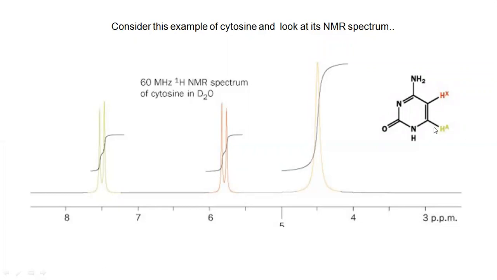Next point is HA coupled with its neighboring proton. Its neighbors are, on this top, HX, and here there is an NH. But this NH undergoes exchange with D2O. This NH and this one both undergo exchange with D2O. Therefore, we are not concerned about these protons. So this HA will couple with this one, and this one couples with this.